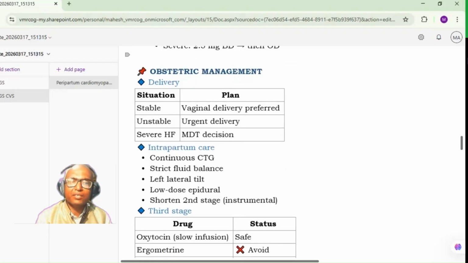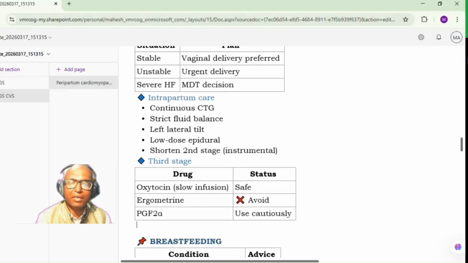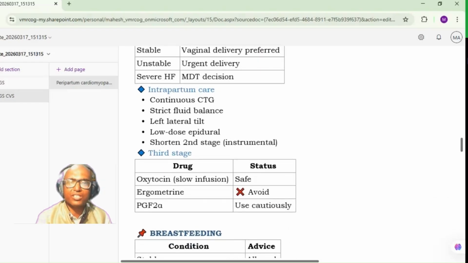Then obstetric management. Delivery if the patient is stable, vaginal delivery is preferred. If the patient is unstable, urgent delivery by appropriate mode. In severe heart failure, a multidisciplinary team discussion is required, and accordingly the decision will be made.